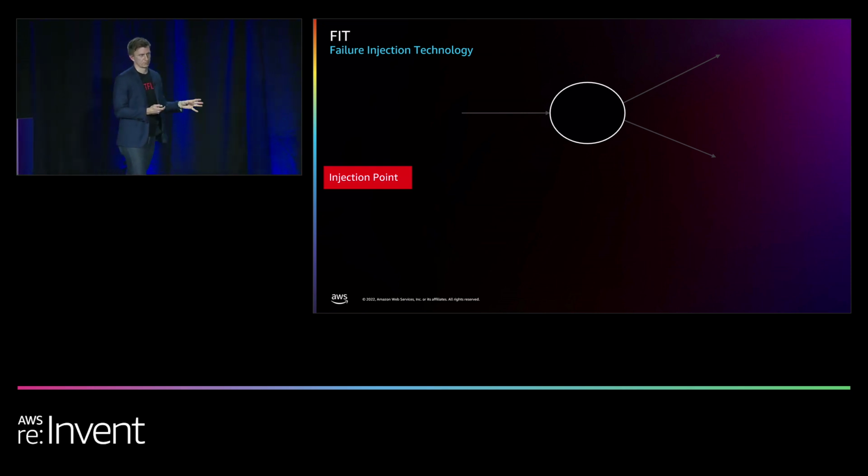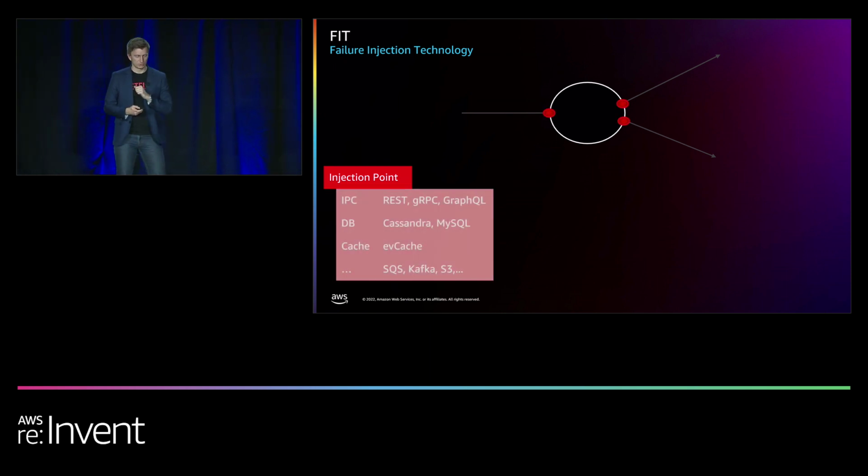We support many different types of injection points. We have, for example, injection points for the IPC libraries. That's when you want to talk through gRPC or REST or GraphQL to another service. We are able to inject failures either on the server side or client side of that communication. We have database library injection points where you can inject failures into the call that is trying to retrieve a certain data point from your Cassandra key space. And so on. We have injection points for caches, for Kafka, S3 buckets, and so on.